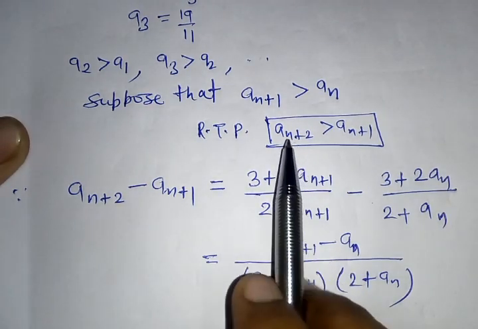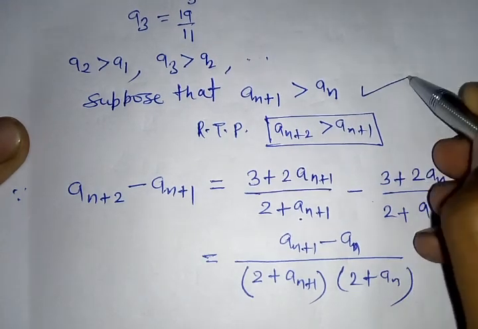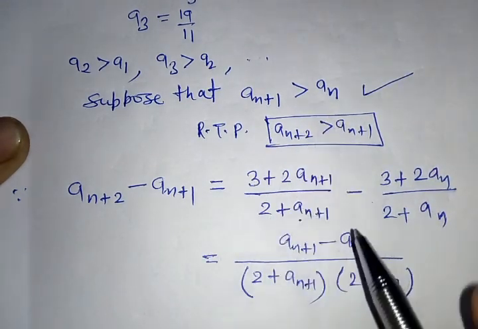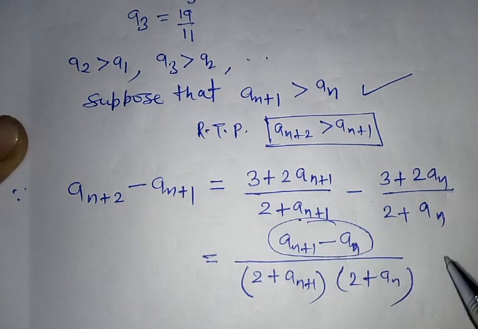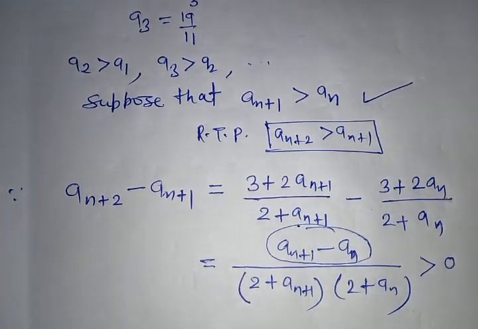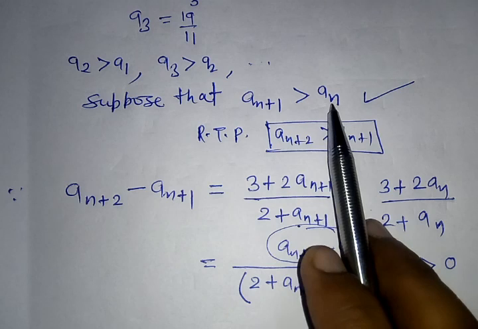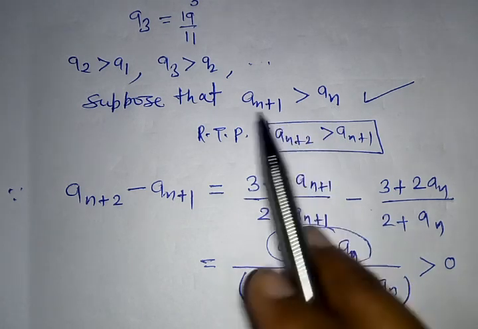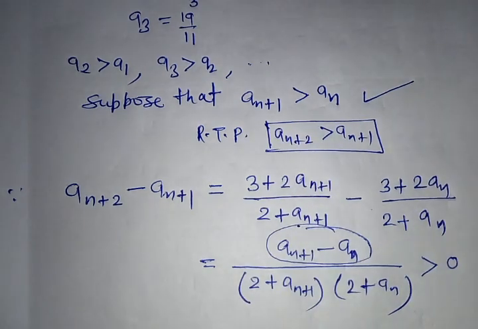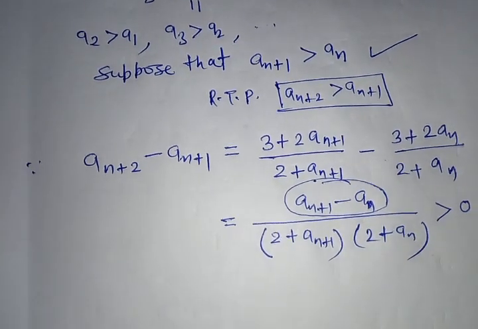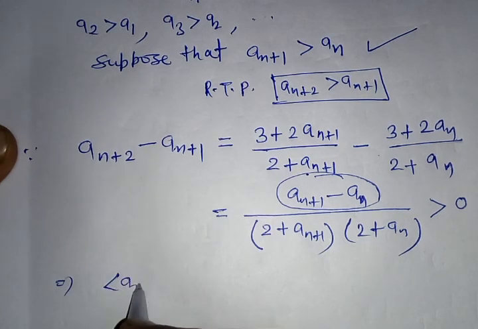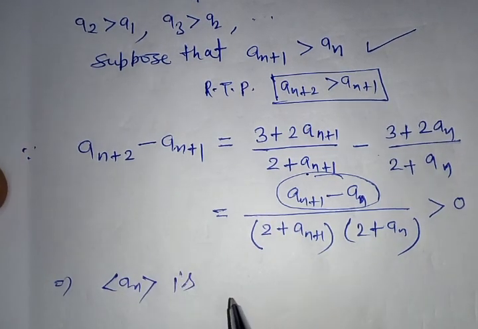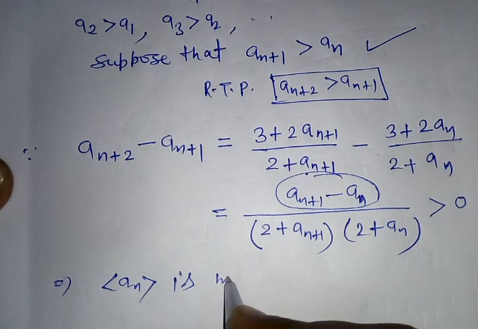But we assumed that an plus 1 is greater than an, hence an plus 1 minus an is greater than 0. So this whole term is greater than 0. So if we consider that it is true for n and n plus 1, then we have proved it for the next positive integer. Hence this implies the sequence an is an increasing sequence.